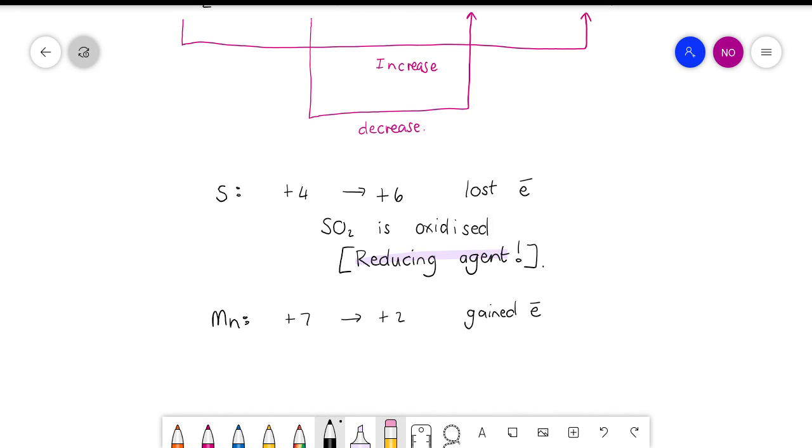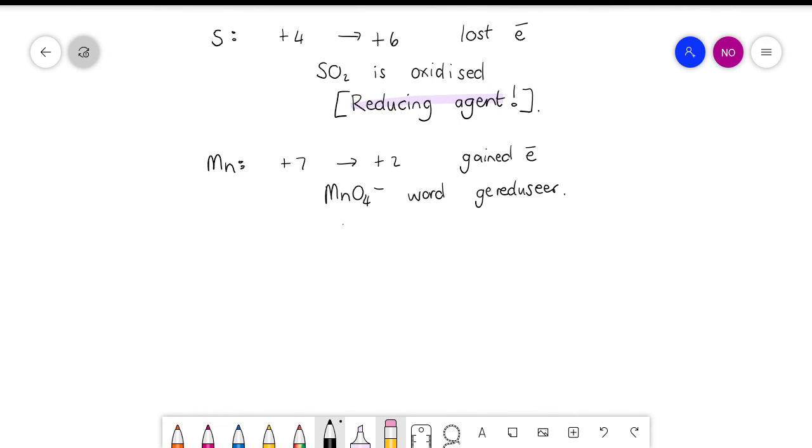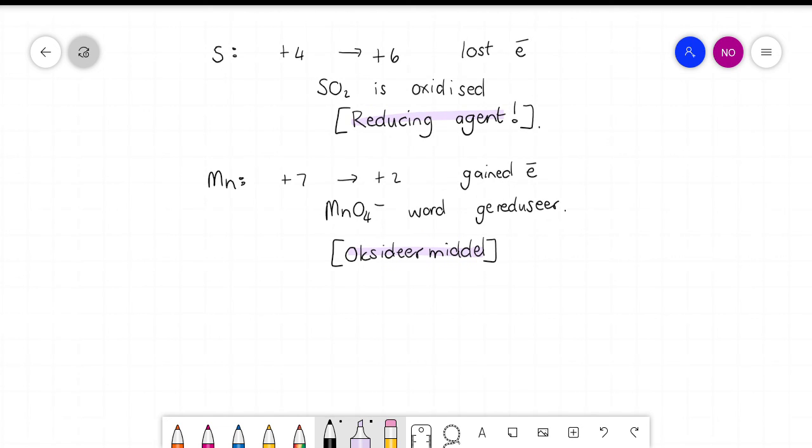Hy het mos minder positief geword. So hy het minusse opgetel. So dit wil sê hy is die oksideermiddel.